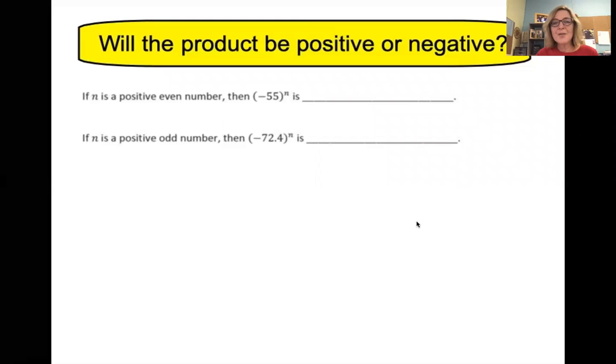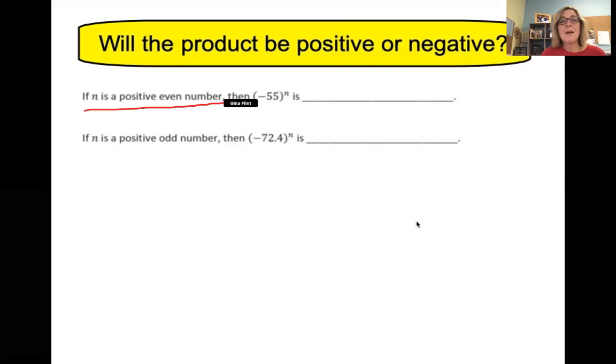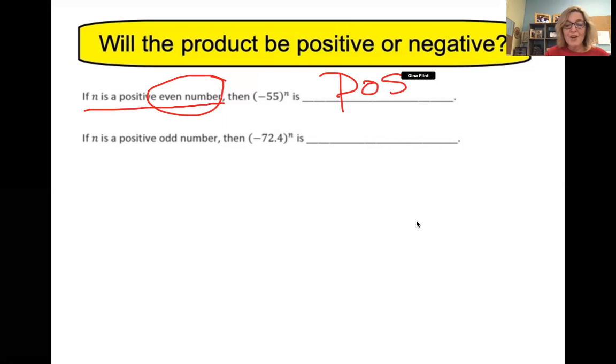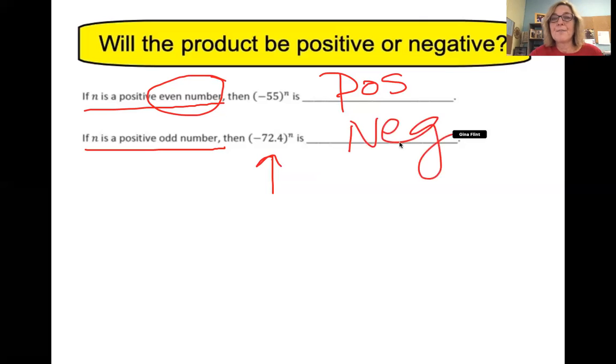Okay, let's complete these two statements about n. So if n is a positive even number, then -55 to the nth power would be positive or negative? Well, it's an even exponent. That means the result would be positive. And if n were a positive odd number with a negative base, a negative times a negative times a negative, an odd number of times would give us a negative result.